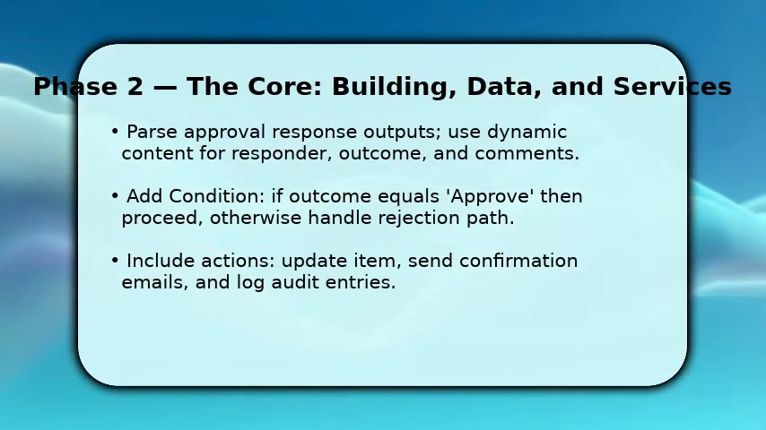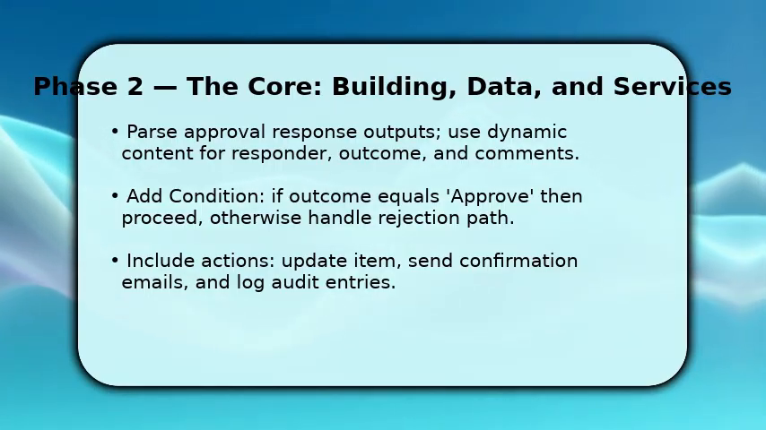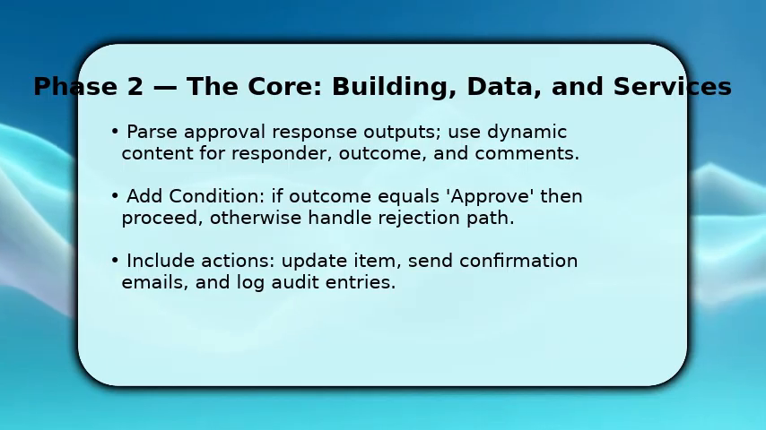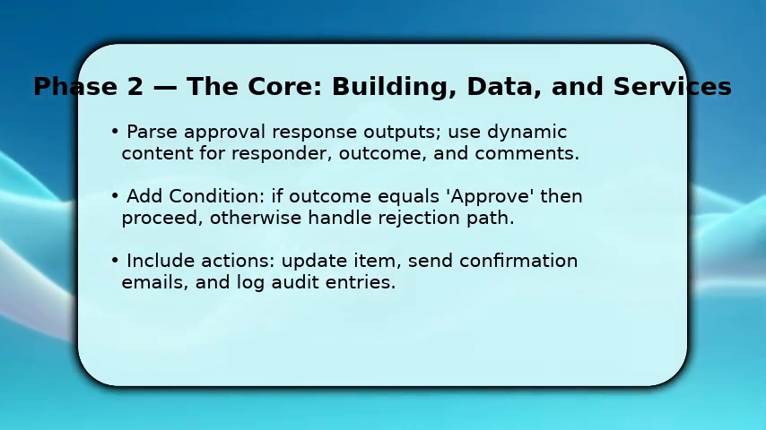Now parse the approval outputs using dynamic content, responder, outcome, and comments. Use a condition action. If outcome equals approve, then continue with the success branch. Otherwise, route to the rejection branch and notify the requester.